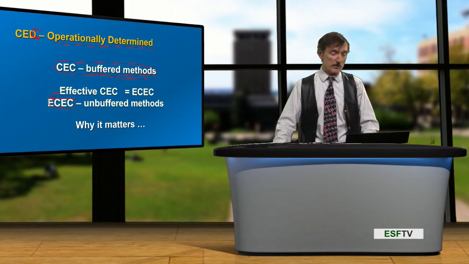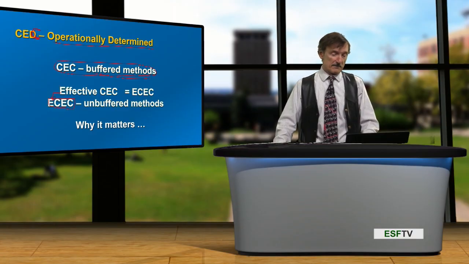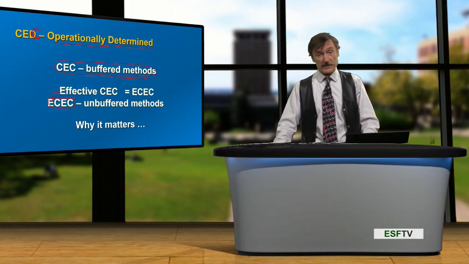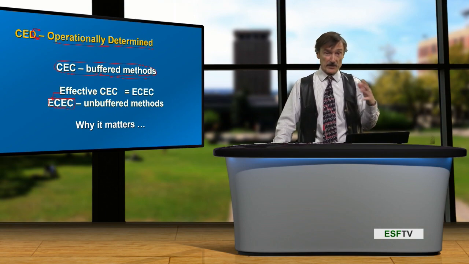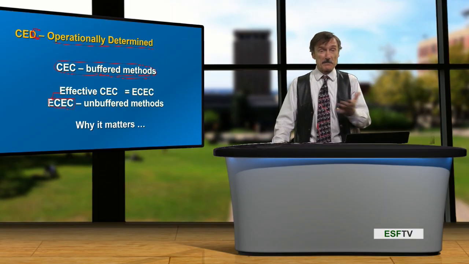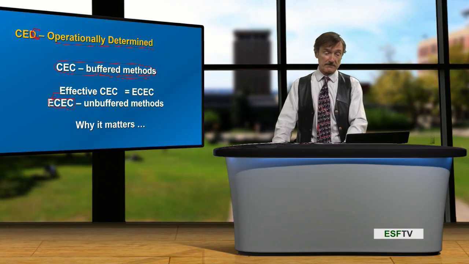And we're going to use unbuffered methods. We're not going to mess around with the pH. If we use buffered methods, we no longer think about effective. We just think about CEC. And that's the basic idea between effective CEC, what's actually occurring in situ, and this CEC by forcing a pH change, forcing it at some pH. Pretty neat. So what? Why does it matter?